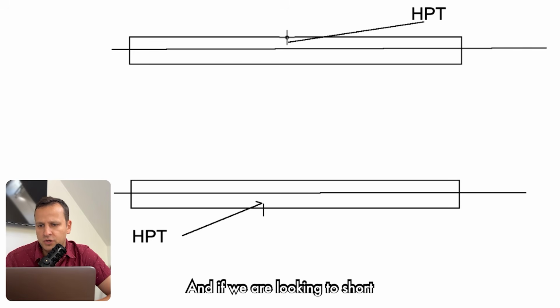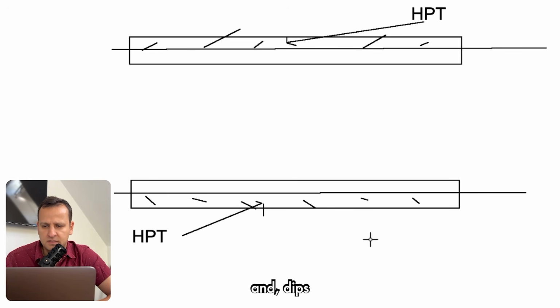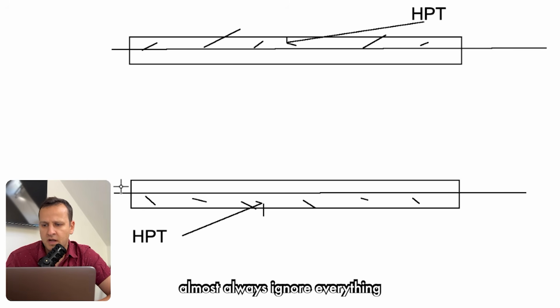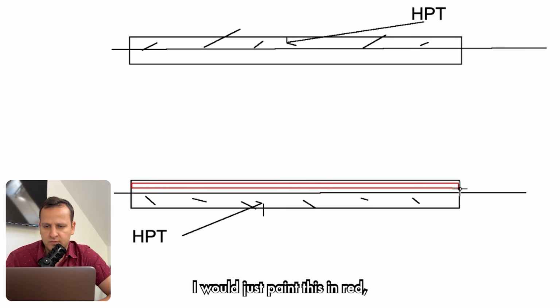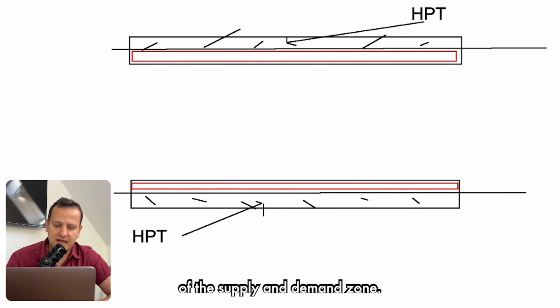And if we are looking to short, this will be our higher probability trading zone, or anything that is above the center line here. So this will be something that I would be very cautious about. And on the other hand, with the demand zone, I'll be looking mostly for when the price goes to the extremity of this zone and dips below it in order to look for long trading opportunities. I would almost always ignore everything that happens just above this center line, or let's say here. I would just paint this in red, and I would also ignore with almost certainty all of the setups that appear in the lower part of the supply and demand zone.